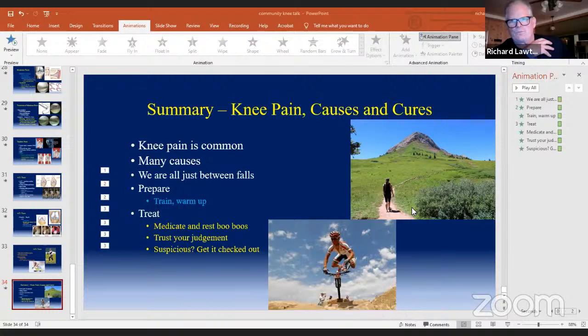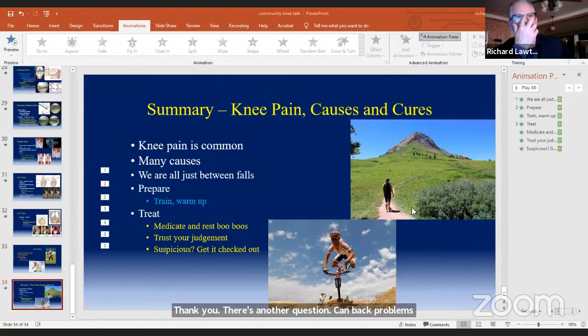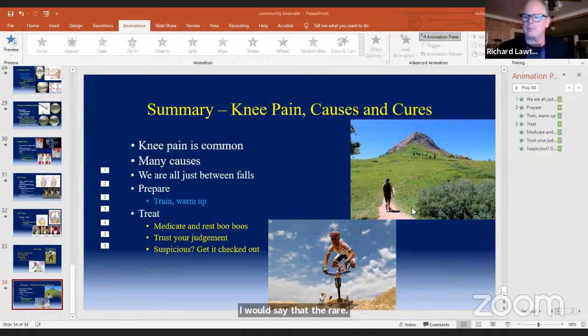Thank you. There's another question. Can back problems cause knee pain and instability in the knee, or vice versa? I would say that would be rare. If you have a pinched nerve in your back or back arthritis, and you have a real nerve deficit because of that, making your leg weak, I suppose that would be a rare combination of pathologies that could cause your knee to feel unstable.